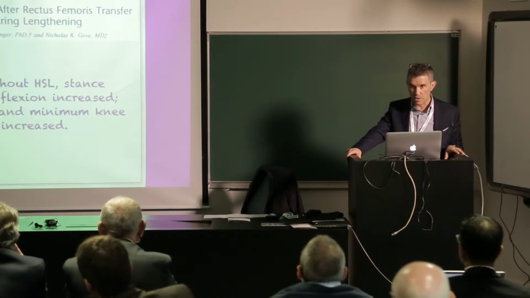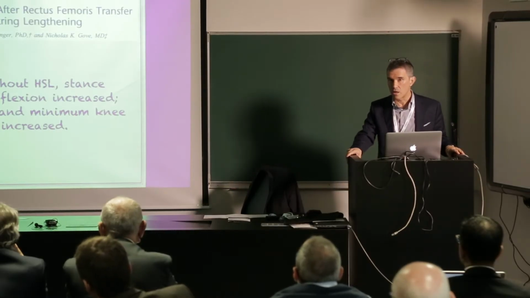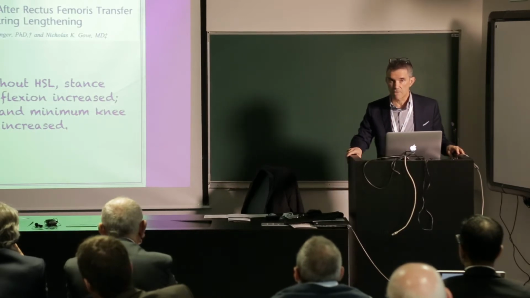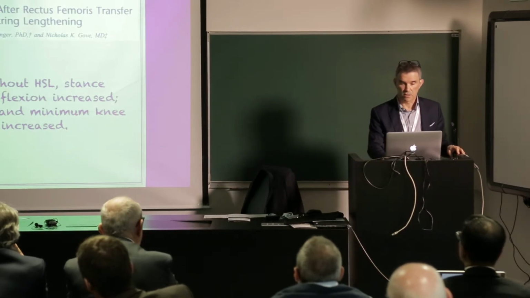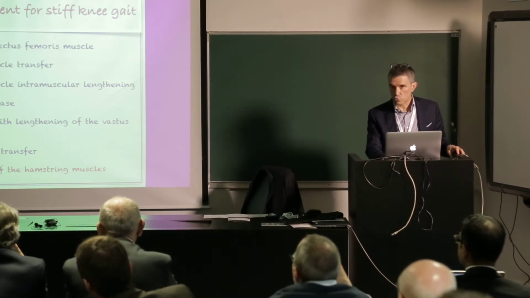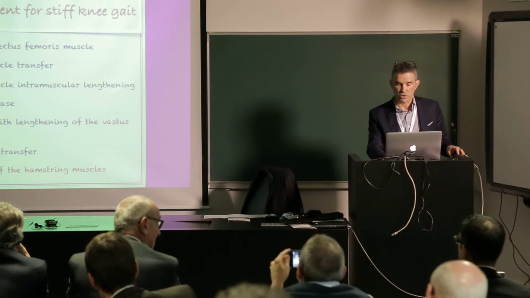Another problem is the co-contraction, the activity of the hamstring. As we have seen in the literature, if you perform the rectus femoris transfer without doing anything to the hamstring, you can have improvement of flexion of the knee, but you can still have the flexed posture in stance. So another option is about what to do with the flexion from the hamstring.